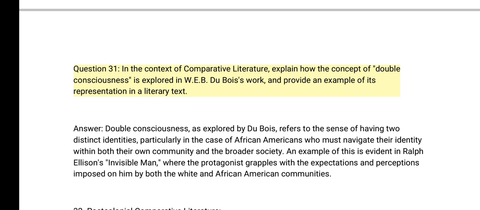Comparative literature analysis. Question 31. In the context of comparative literature, explain how the concept of double consciousness is explored in W.E.B. Du Bois' work, and provide an example of its representation in a literary text.